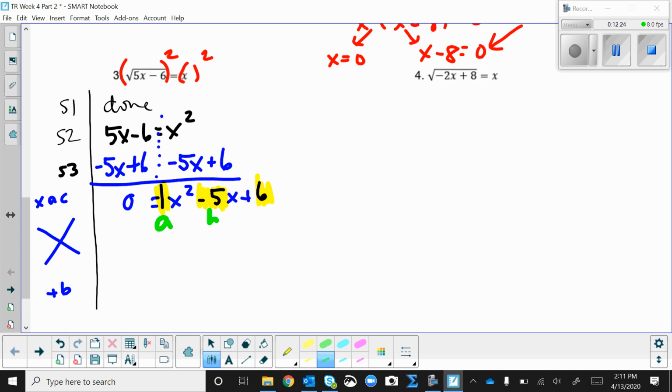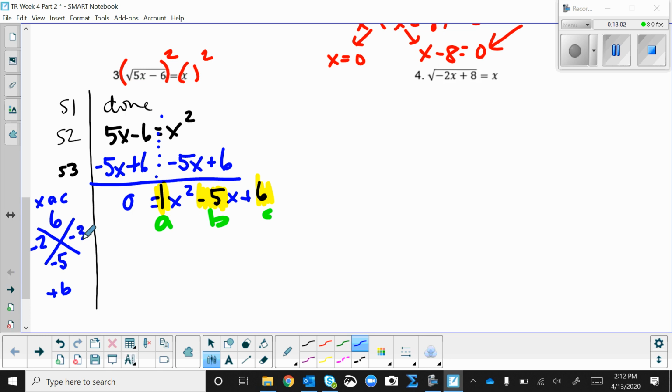A, B, C. So when I say what multiplies to AC, well, what is A times C? A times C is 6. And what adds to B? B is negative 5. Two numbers that multiply to positive 6 and add to negative 5. Pause the video and come up with that. All right, hopefully you came up with negative 2 and negative 3.